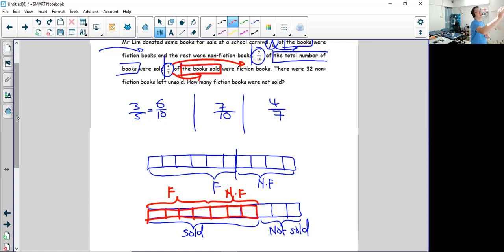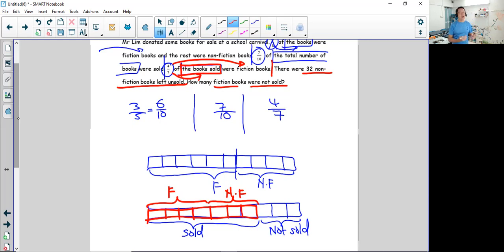And there were 32 non-fiction books left unsold. So again, do I know where to put the 32 inside the model? If I don't know where to put it inside the model, then I don't put it inside. I skip, right? I leave it alone and go on to the next sentence. How many fiction books were not sold? So can I put the question mark? Well, I look at the model and I do not know where to put the question mark. So if I don't know where to put it, then you don't put it also, you skip.